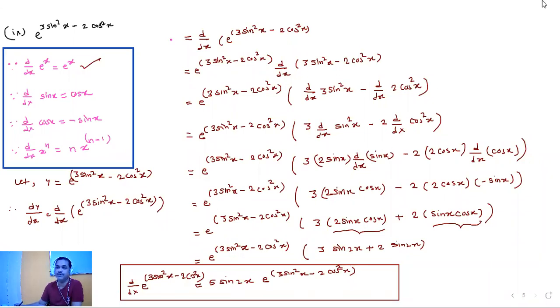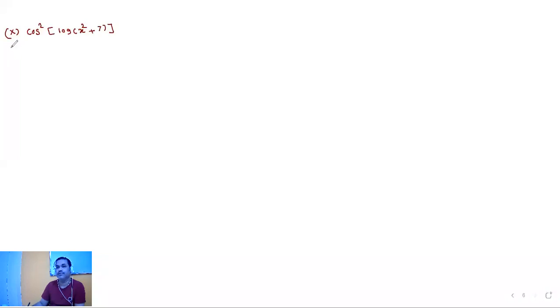Let's move on to question number 10. If you have any doubt in any particular step, just let me know. I will give a reference note in a further video. Let's move on with question number 10. Question number 10 is cos square of log in bracket x square plus 7.